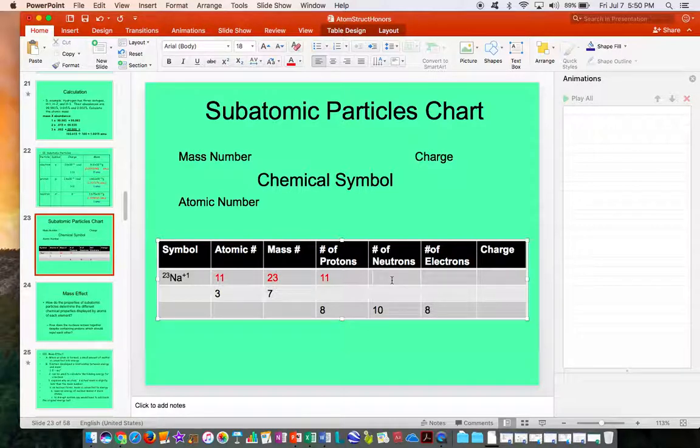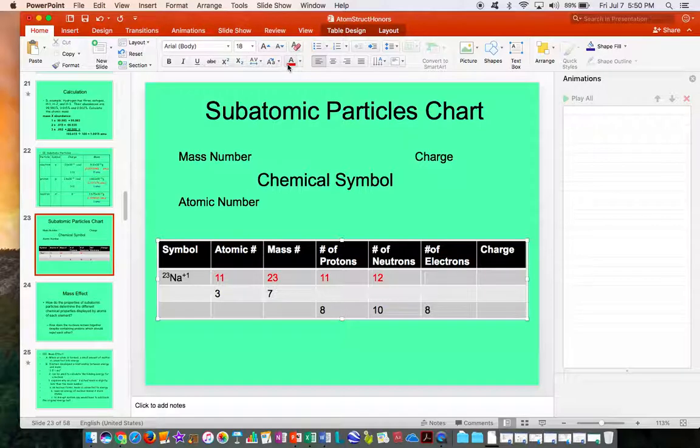Now, the number of neutrons is always going to be, and this is a little bit of inverse math here, the mass number equals the protons plus the neutrons. So if I just take the mass number minus the number of protons, I'm going to get the number of neutrons, which is 23 minus 11, which should be 12 if I'm doing my math correctly.